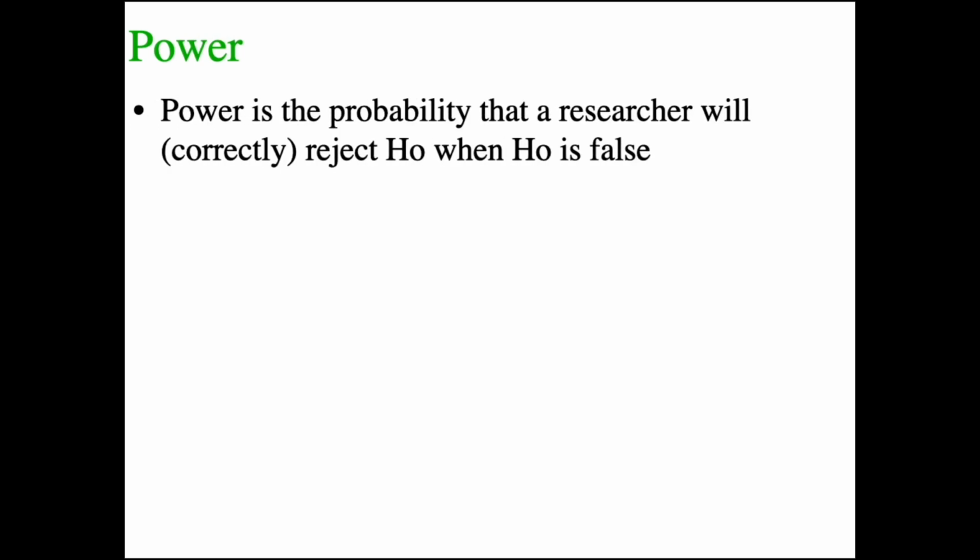So when I talked about power earlier in the semester, I was talking about this probability that you would correctly reject the H0 when the H0 was false. So that's the power, the probability that a researcher will correctly reject the null hypothesis when the null hypothesis is false. So just like any other kind of power that happens in life, we would like to have as much power as possible when we're analyzing our data, because then we'll be able to correctly reject the H0 and know that there really is an effect in our study.